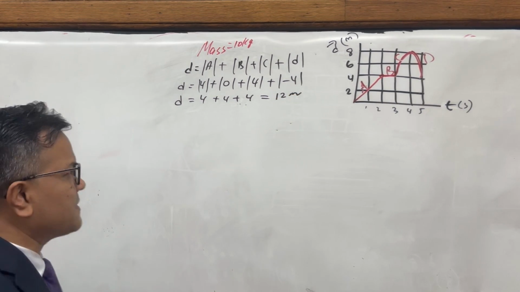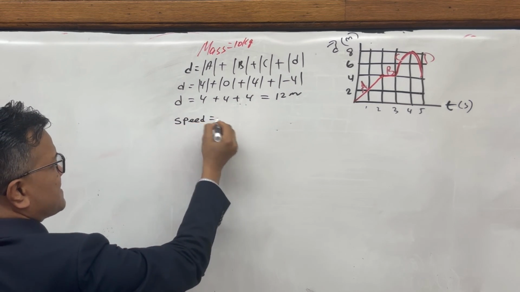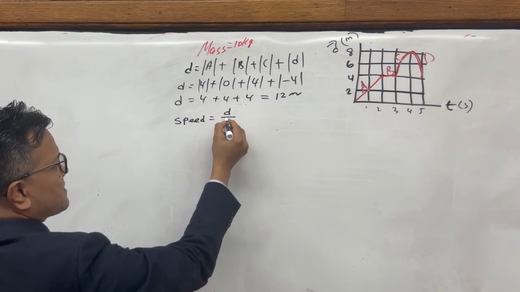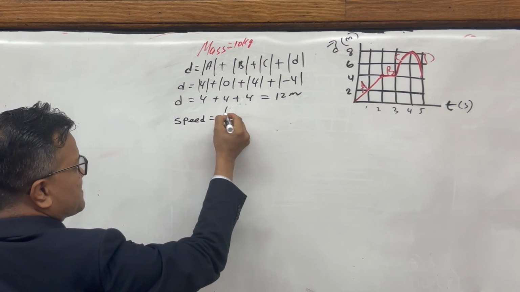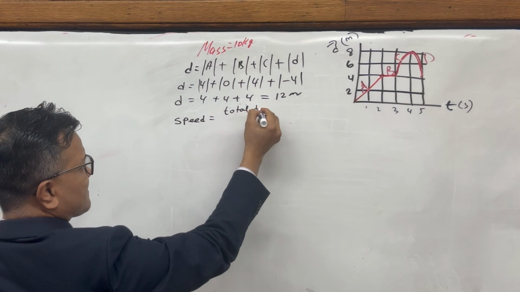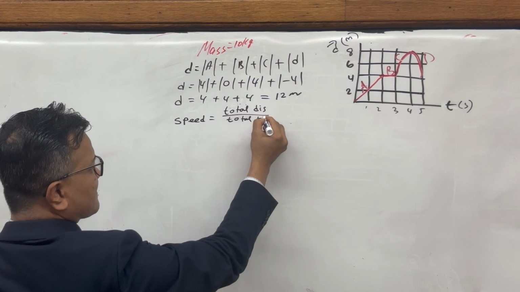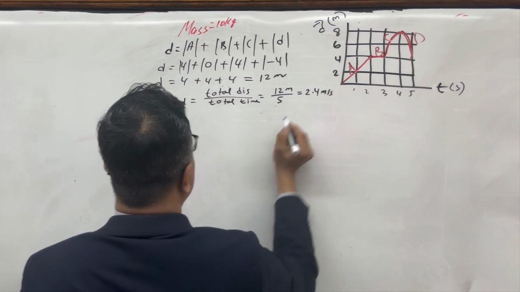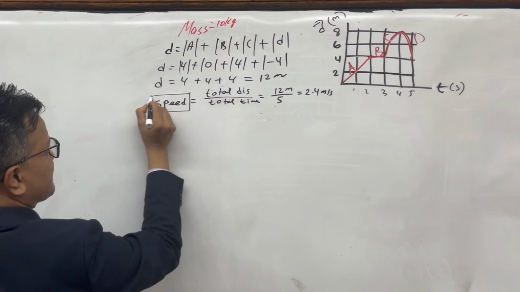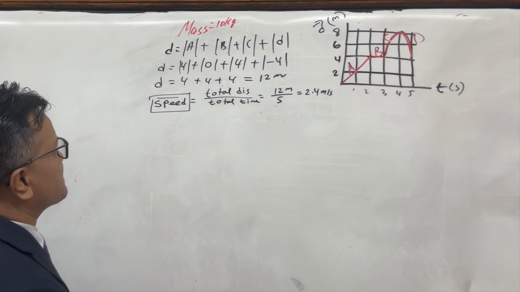Okay, that's good. Then what is the average speed? Since the speed is distance over time, or total distance over total time, I should say, that gives 2.4 meters per second, and that is the average speed. Average speed. All right, we're gonna find the displacement now.